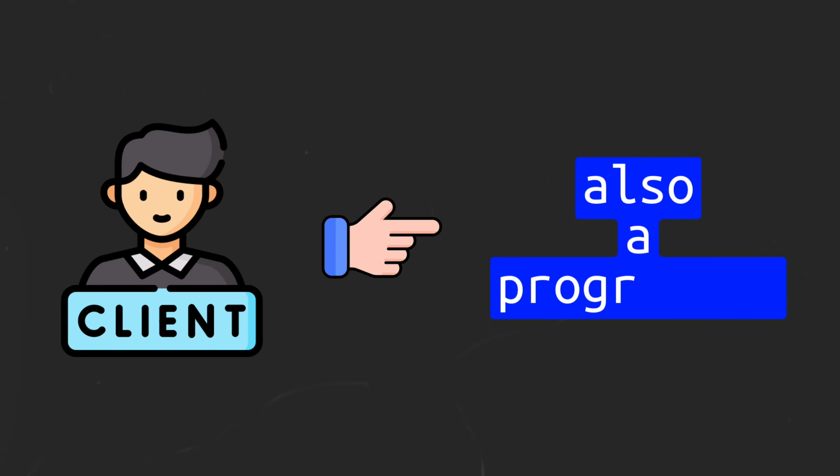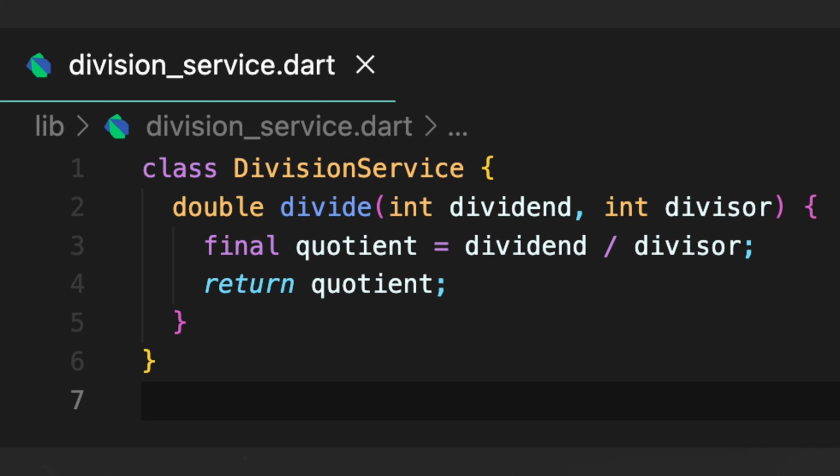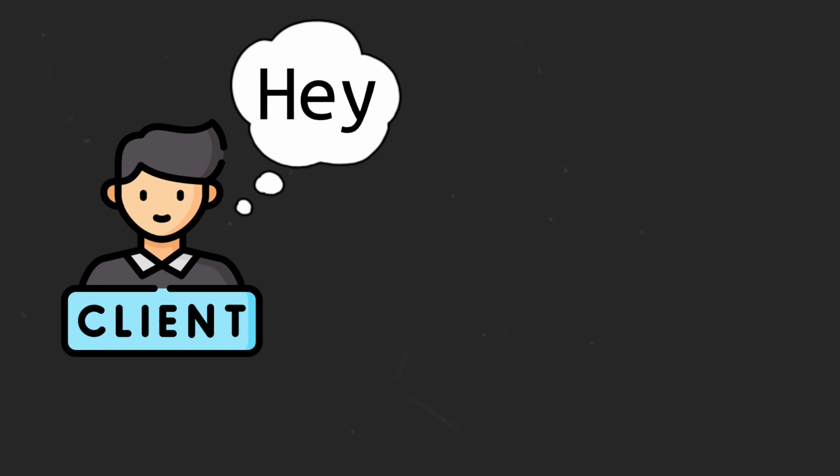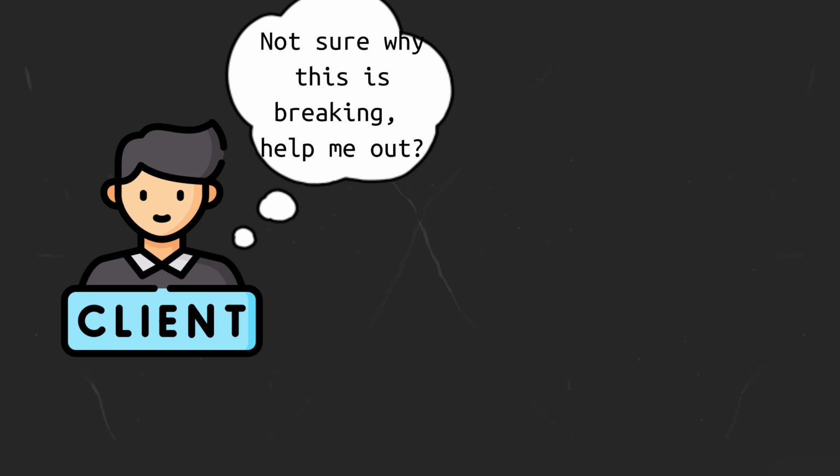Pretty easy, right? So you push the code to the repository and you inform the client. Your client is also a programmer, but he doesn't like math too much. He used your division service but ran into an error. He's not sure what it is and is too lazy to look into it. So he replies, hey, the code you pushed is breaking. I'm not sure why. Can you take a look?